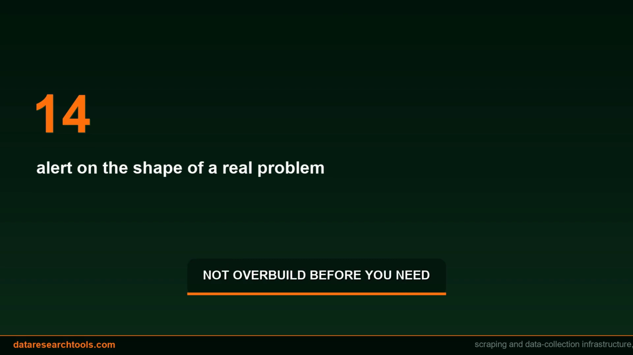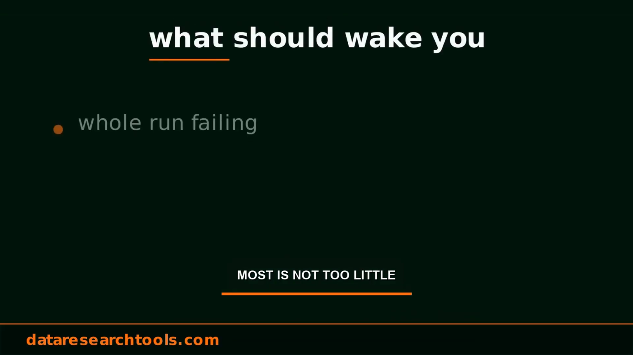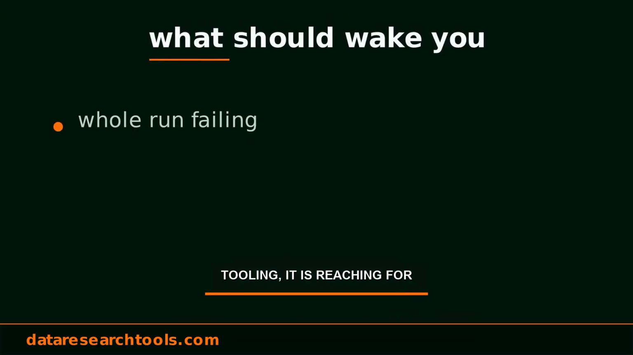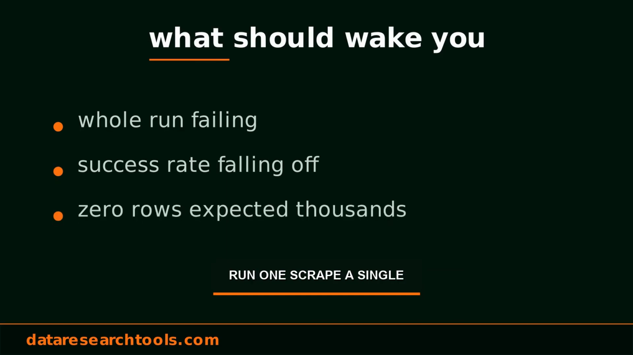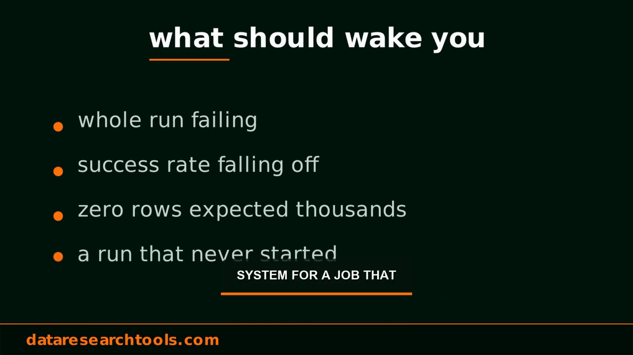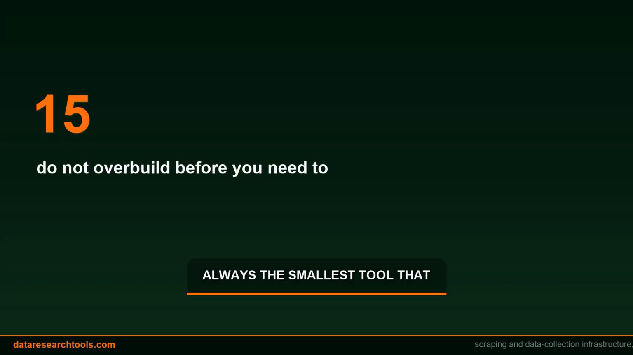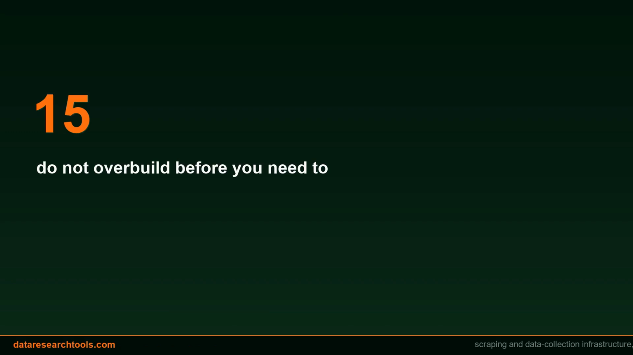Do not overbuild before you need to. The mistake I see most is not too little tooling, it is reaching for too much. Someone reads about Airflow and Dagster and stands up a whole orchestrator, database and workers and all, to run one scrape a single cron line handled fine. Now they maintain a distributed system for a job that never needed one. The right move is almost always the smallest tool that covers what you have today. Climb the ladder when the pain is real, not before.